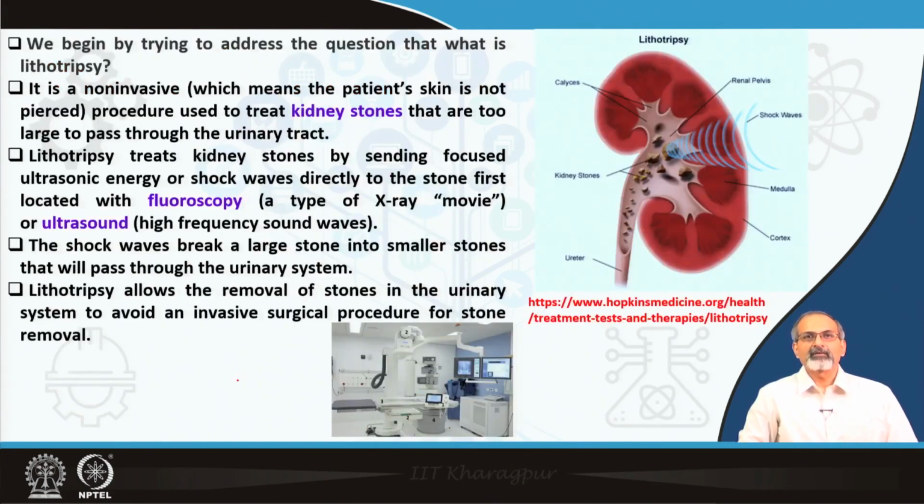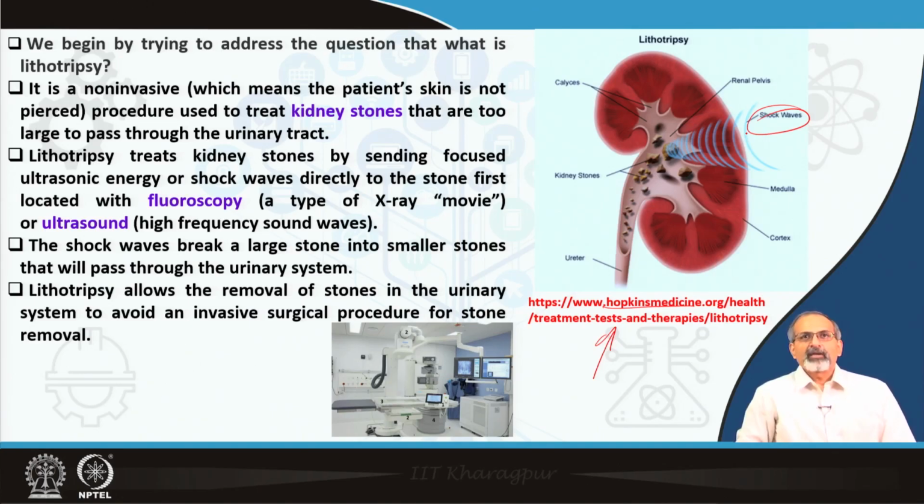And then if we are going a little deeper into what the process is all about, we have made use of this small diagram which has been taken from Johns Hopkins website, where you can see that shock waves are being focused at some portion of the kidney, affected kidney, where kidney stones have formed, and the basic idea is to fragment them and then release them through urine through the ureter.